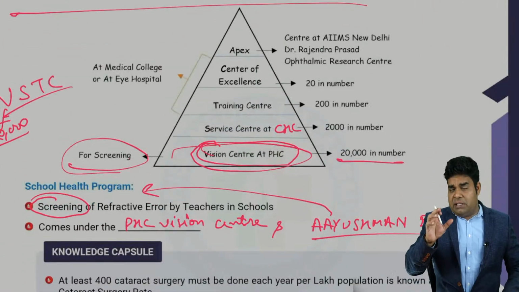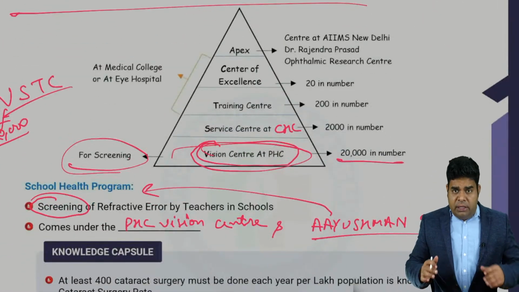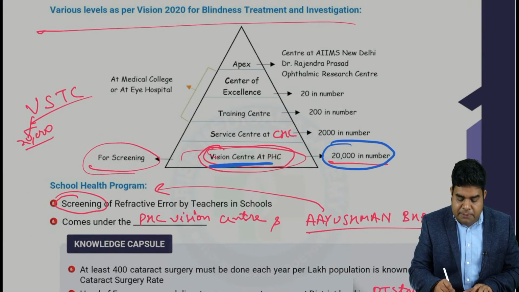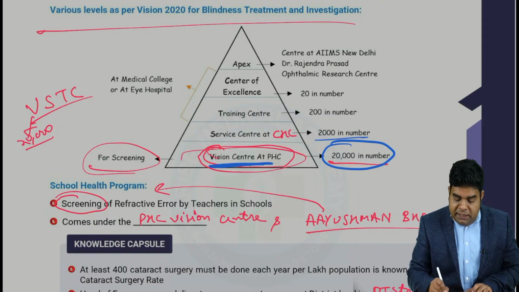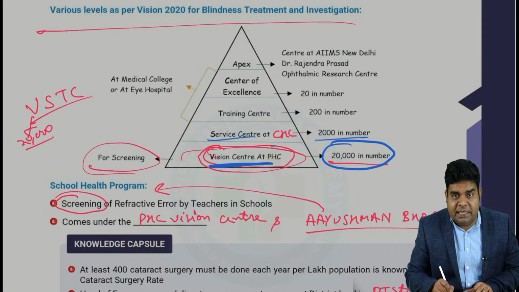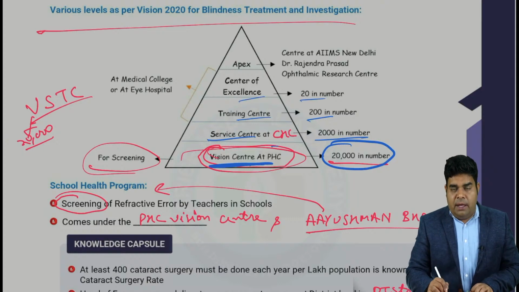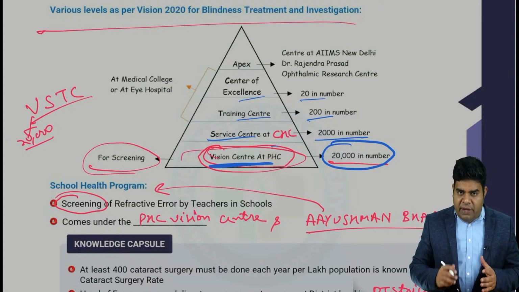Now to achieve this lower burden, they made a plan that 20,000 PHCs should be made vision centers, 2,000 PHCs should be made service centers, which will be at CHC, 200 will be training centers, and 20 will be centers of excellence. To remember these things, it's very simple.